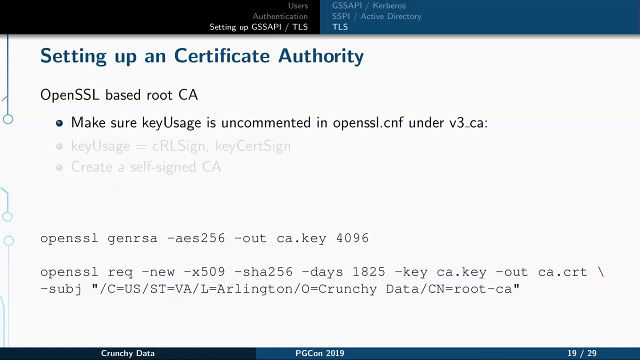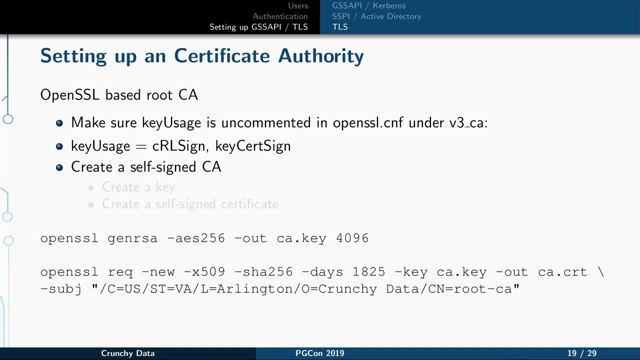So, setting up a certificate authority. In order to make an OpenSSL-based root CA, the first thing you have to do is make sure this key usage setting is uncommented in your openssl.conf under the v3_ca heading, and that looks like that. Then you can create a self-signed CA by first creating a key. That's what this genrsa command does. And then you create a self-signed certificate. That's what this big ugly thing is.